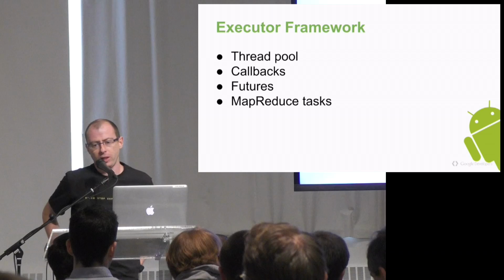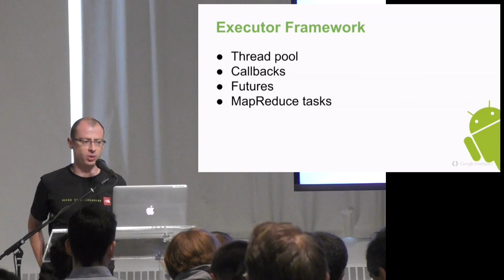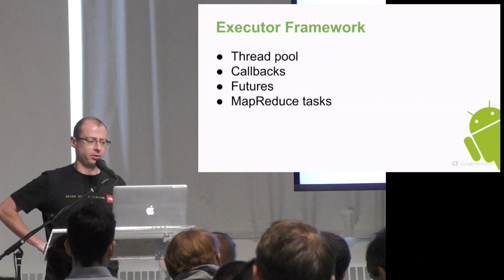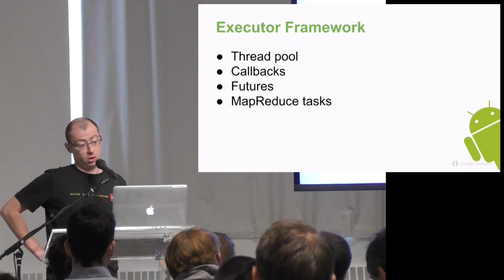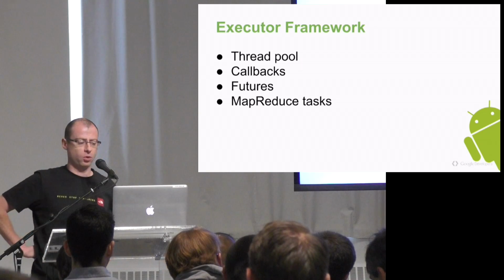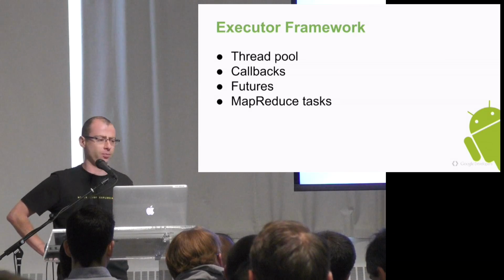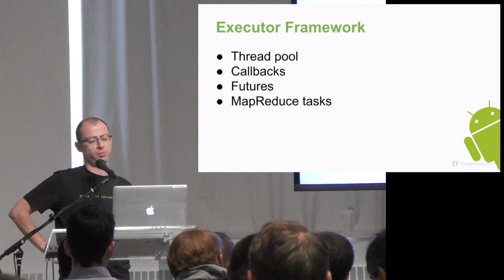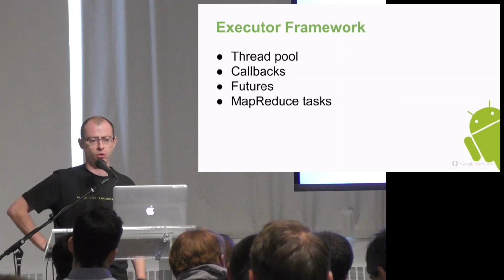Executor framework. This is another friend in the concurrency APIs that we got from Java 6 and on. This is essentially a thread pool managed by the system, which has callbacks, futures, and mostly I use it for MapReduce tasks. Meaning, if you have a big job and you want to break it into small pieces and give each piece a thread, the executor framework could be your best solution.